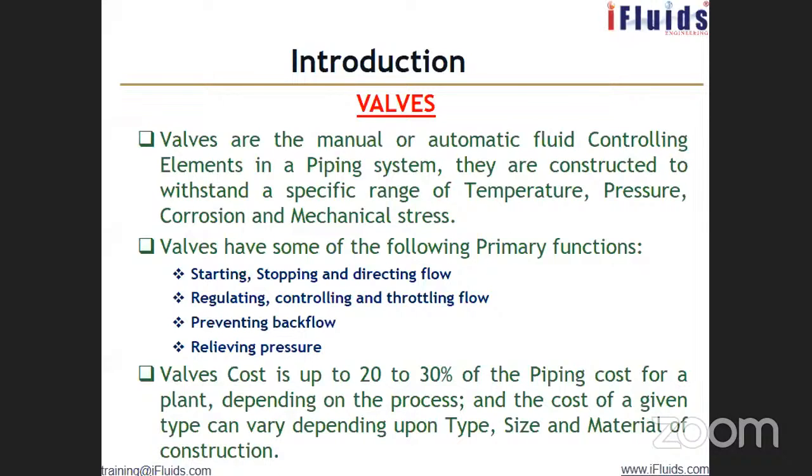The cost of a given valve can vary depending upon the type, size, and material of construction. So the valve cost is basically based on type of valve, size of the valve, and material of construction. You all know some simple valves like a gate valve may be cheaper compared to a globe valve for the same size. For the same type of valve, a 2-inch valve may be cheaper, a 4-inch valve will definitely be costlier. If the material is carbon steel, definitely it will be cheaper. If it is made of some exotic material, the cost will be high.